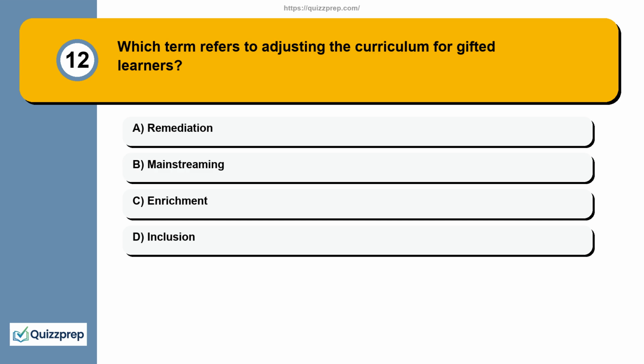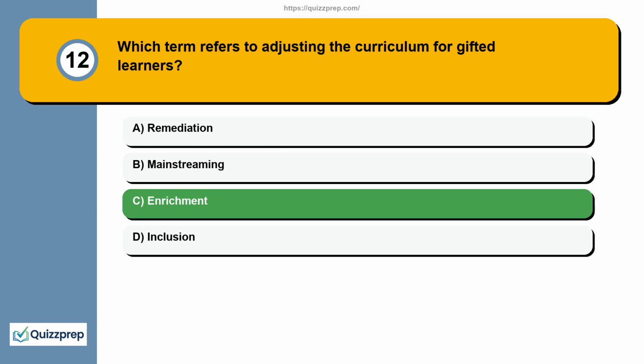Question 12. Which term refers to adjusting the curriculum for gifted learners? Here are your options. Option A. Remediation. Option B. Mainstreaming. Option C. Enrichment. Option D. Inclusion. The correct answer is option C.